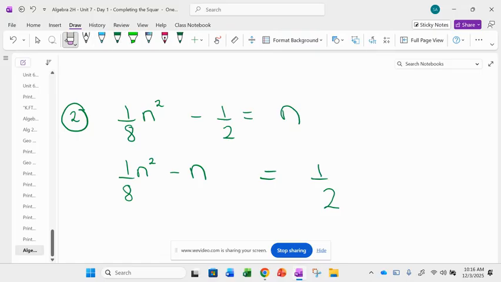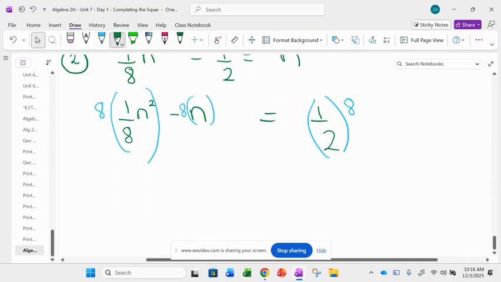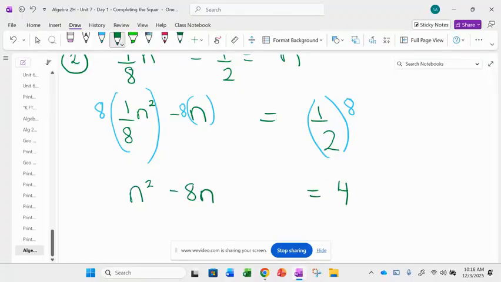Let's just pretend this was 3/8. It's not 3/8, but if it were 3/8, what would I then multiply by? 8/3, exactly. But it's not 3/8, it is 1/8. So now I need to multiply every single term by 8. So now I end up with n squared minus 8n equals 4. Not so bad anymore, right?